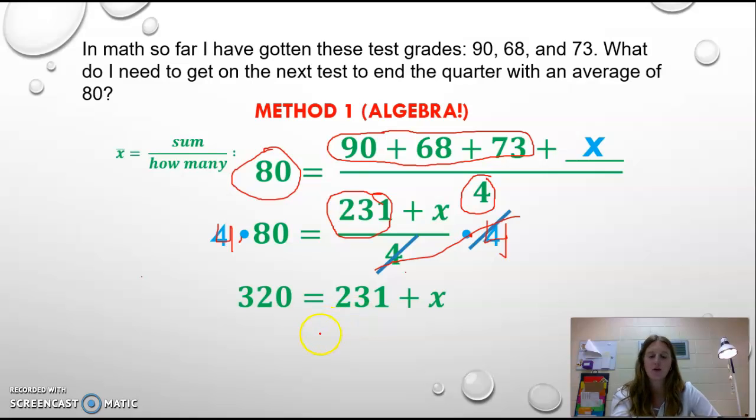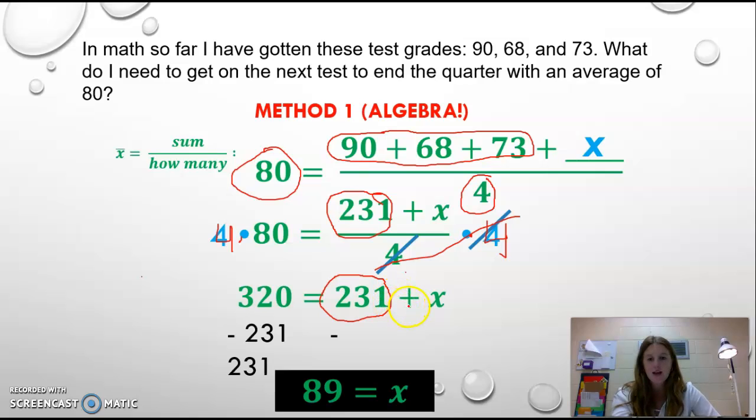And now I just have one more algebraic step to get rid of this 231 and move it to the other side. It's being added. The opposite operation of addition is subtraction. So I'm going to subtract 231 from both sides and get what I need on my last test. x equals 89. So I need to get an 89 on my last test to secure this average of an 80.